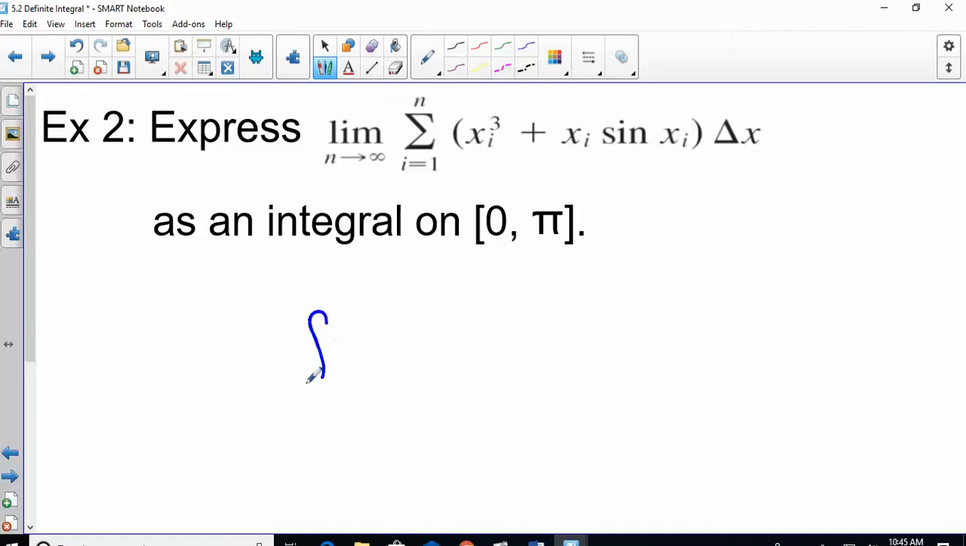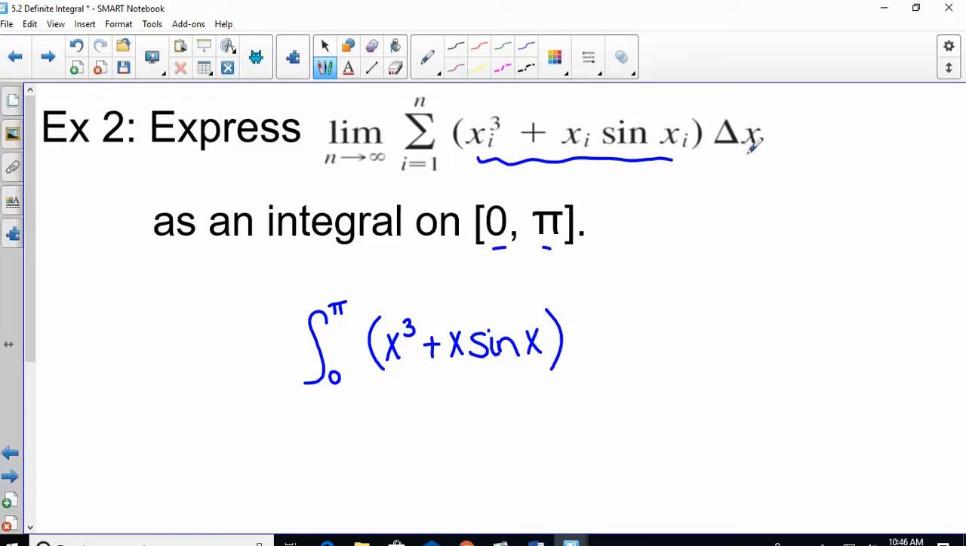So I want this as an integral. So we do the integral. This is your starting and your stopping point. So from 0 to pi. My equation is this, but instead of x sub i's, we just use x. So x sub i cubed will just be x cubed, plus x sub i is just x, sine of x sub i, that's just sine x, the change in x at the end gets replaced with the dx.